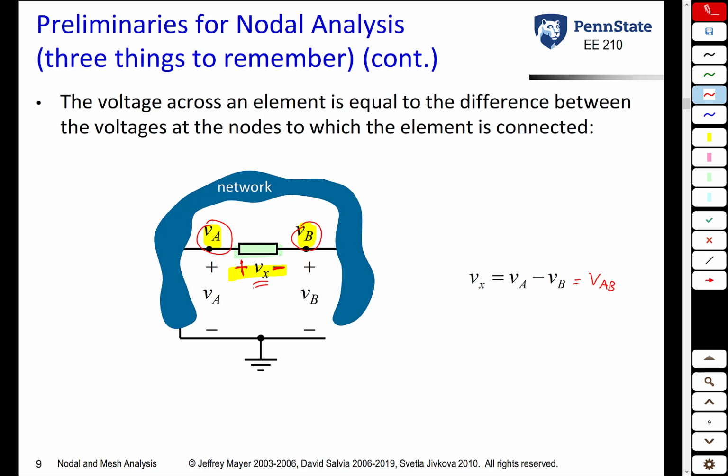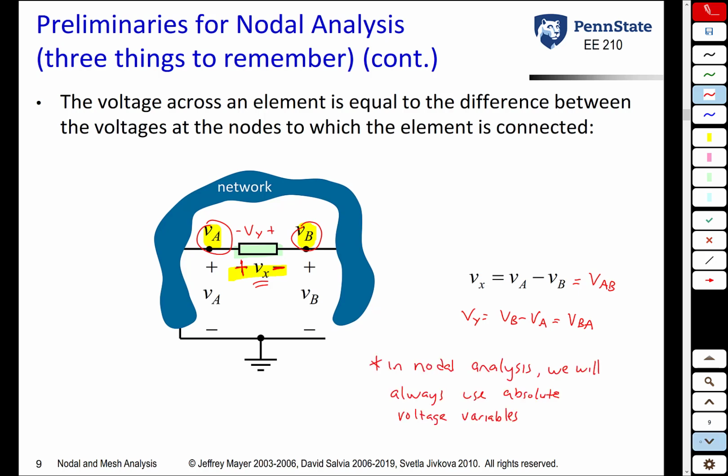absolute voltage variable. By the way, if there was another variable Vy with the orientation like this, Vy would be Vb minus Va or VBA. But the bottom line is you can always write relative voltages in terms of absolute voltages, and in nodal analysis, we are always going to use absolute voltage variables.